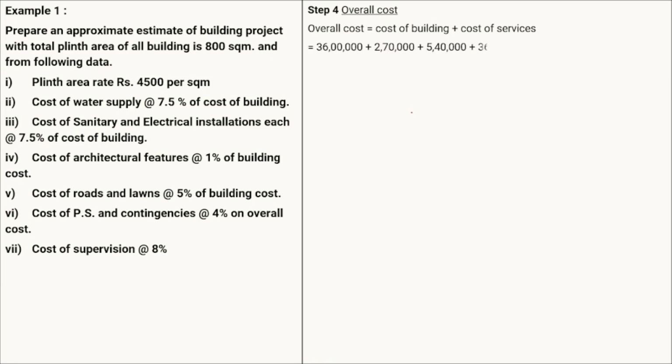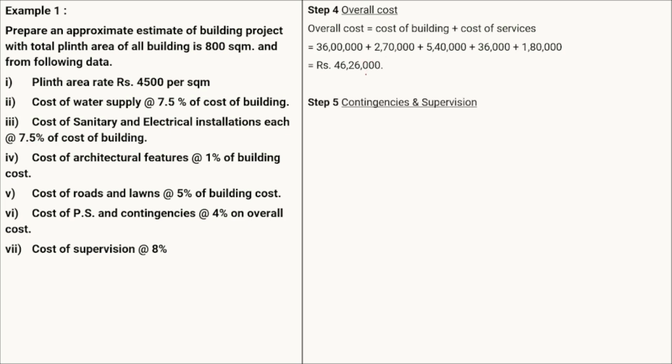So 36 lakhs is your cost of the building, and then the cost of the services is the cost of the water supply, then the cost of the sanitary and electrical installation, then the architecture feature, and then the roads and lawns. So building cost plus water supply cost plus sanitary and electrification cost, then architecture feature cost, and then roads and lawns cost. The addition of all of these five will give us the overall cost of the building as 46 lakh 26,000.